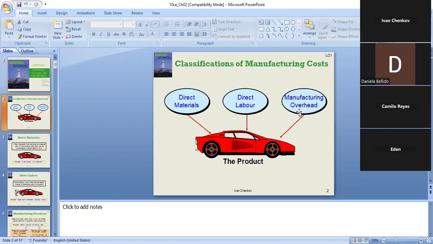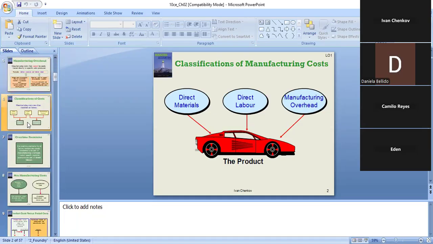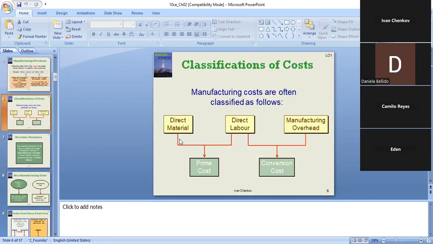Direct material, direct labor, and manufacturing overhead are our product cost. In order to have a product, we need all those three. Once we know that those three are our manufacturing product cost, we can combine them. The first two, direct material and direct labor, we can call prime cost. Direct labor and manufacturing overhead, we can call conversion cost. But all three are product cost.